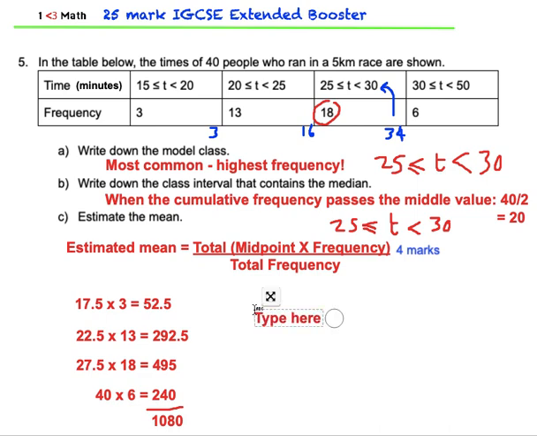So we're going to do, little mishap here with the technology, but we're going to move on regardless. 1080 divided by 40 is 27, so the estimated mean is 27 minutes.